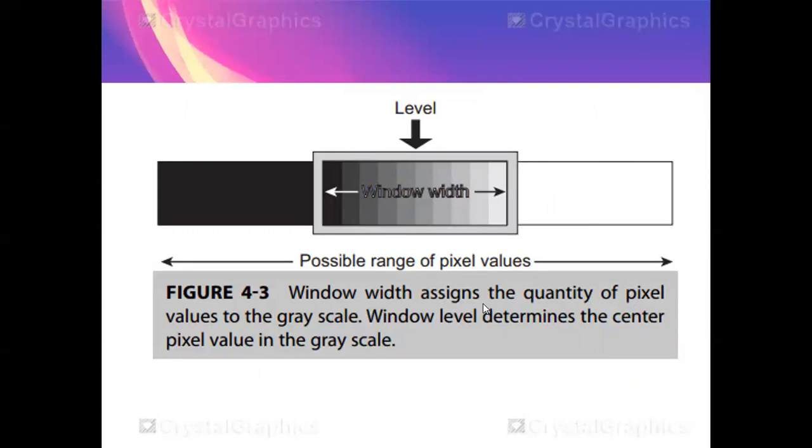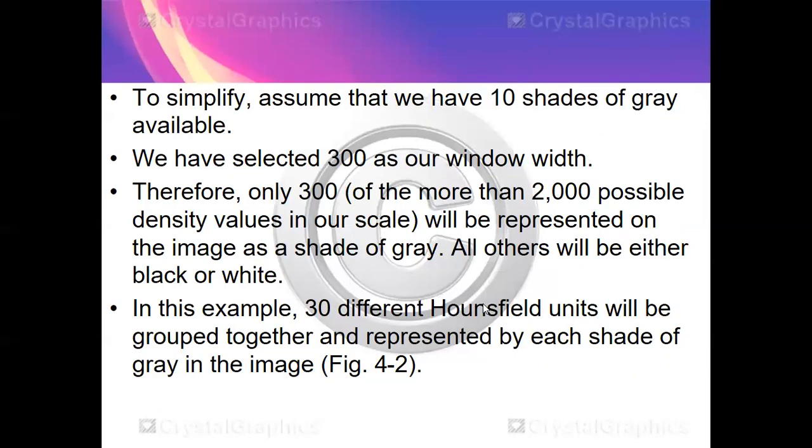So pag sinabi natin window width, so window width assigns the quantity of pixel values to the grayscale, while the window level determines the center pixel value in the grayscale. So to simplify, assume that we have 10 shades of gray available. Halimbawa, meron tayong 10 shades of gray. We have selected 300 as our window width. Halimbawa, i-select tayo ng 300 na window width.